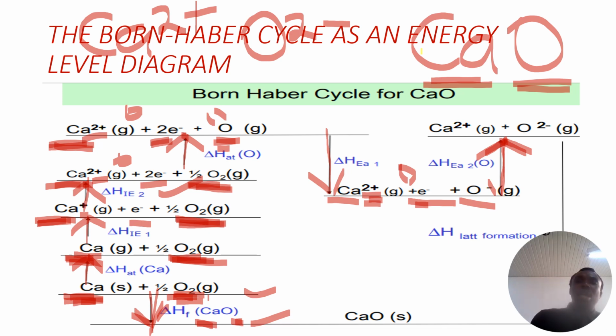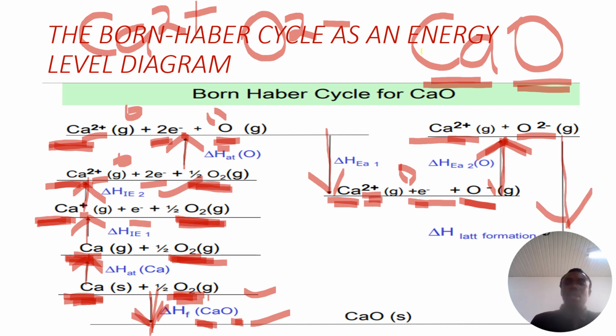As you can see, calcium is 1 here, oxygen is 1 here. It's the same thing. The charge is calcium +2 minus 2, the charge is 0, and here is +2 minus 2, the charge is 0. So the atoms and the charges are also balanced.